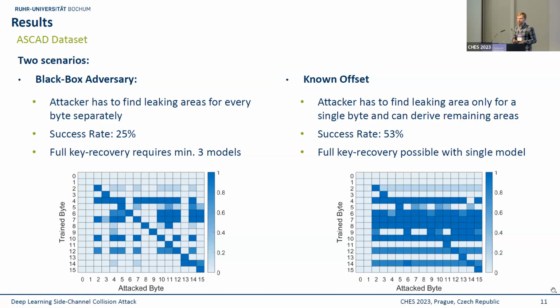In the other scenario, we assumed an attacker who knows the offset between the calculation of different bytes, which he can, for example, obtain by visually inspecting the power trace. In this case, the leakage identification only needs to be performed for a single byte, and all the ranges for the other bytes can be derived from that. The success rate was significantly higher, and we were able to recover 53% of all possible key differences. We can also see that the majority of all trained bytes is even able to recover all relevant key differences.